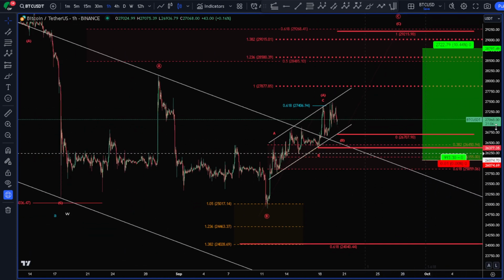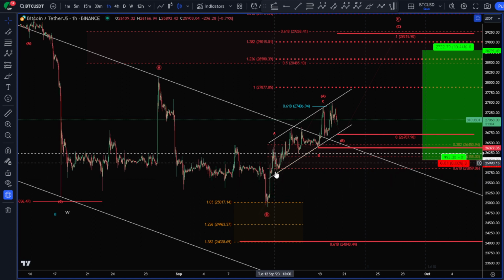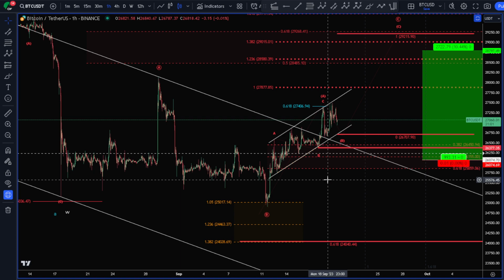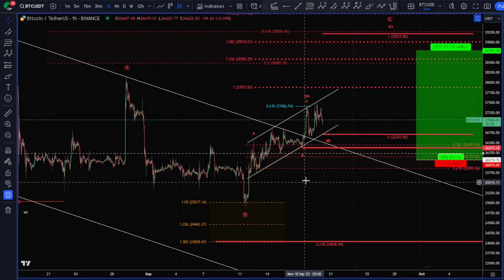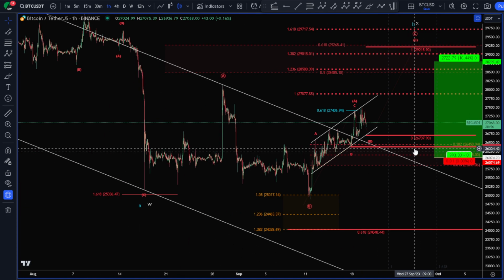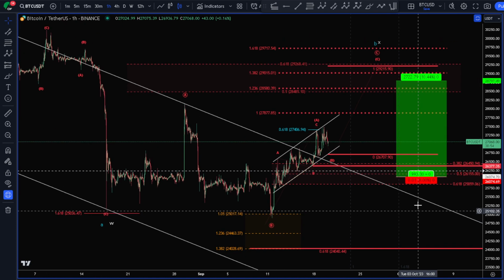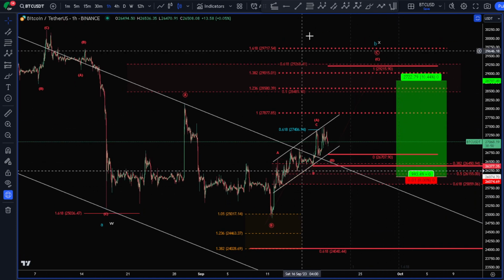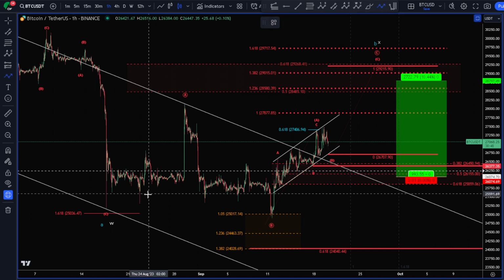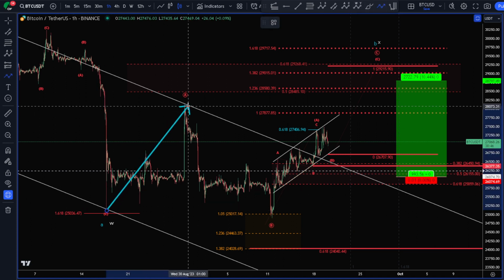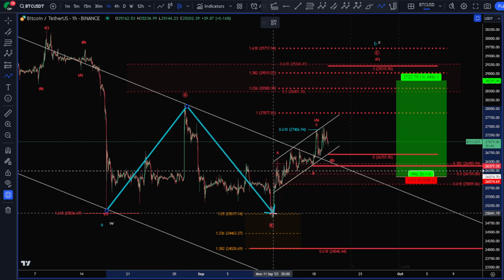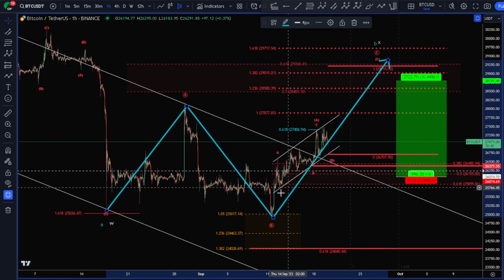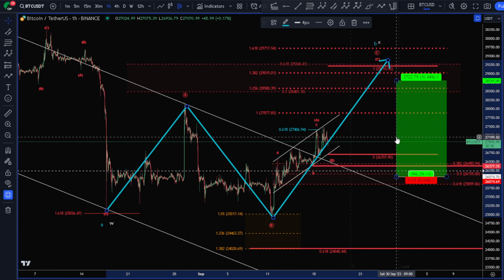And a couple things going on here. First, I thought maybe this was an AB, and then we made an ending diagonal with a really small B wave. But the more this is panning out, it's looking like we are going to get that next wave move up between the 50 and the 618. And this is going to become a WXY in itself here, or an ABC in our C wave.